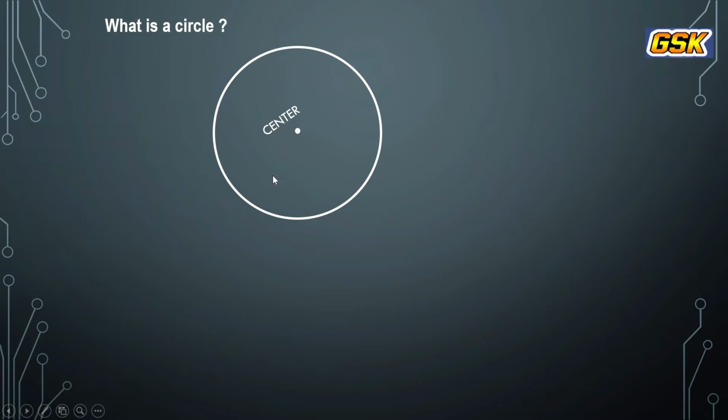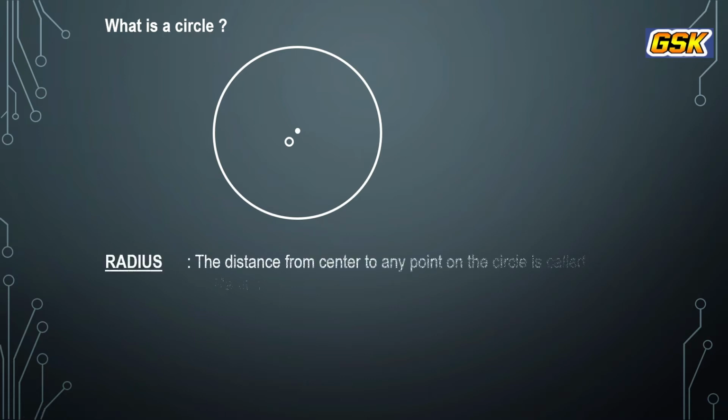Next, radius. The radius is the distance from center to any point on the circle. So let us take a point on a circle. Now, the distance from this O center to that point is called radius.